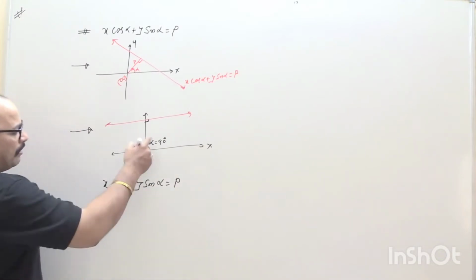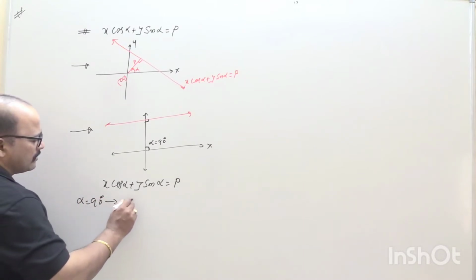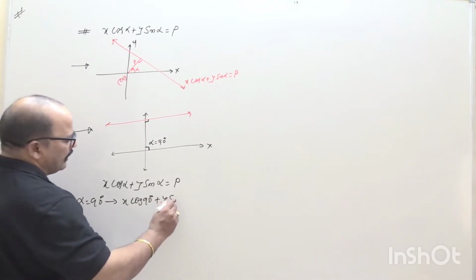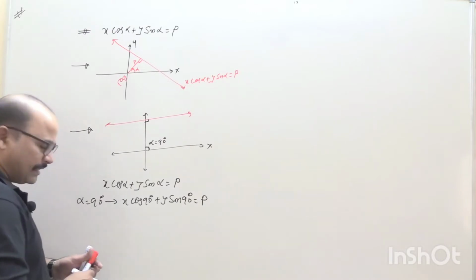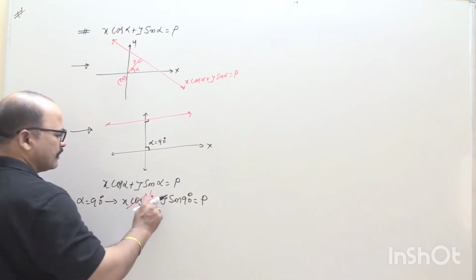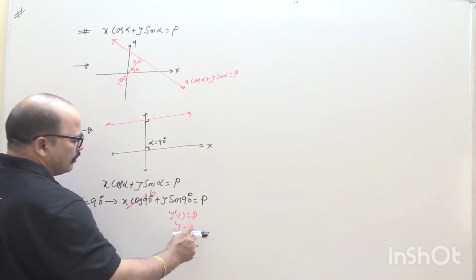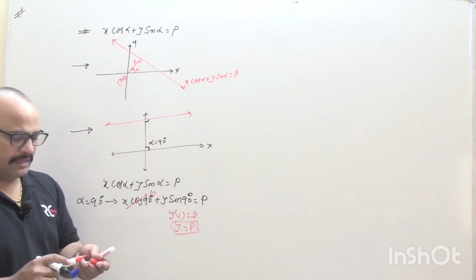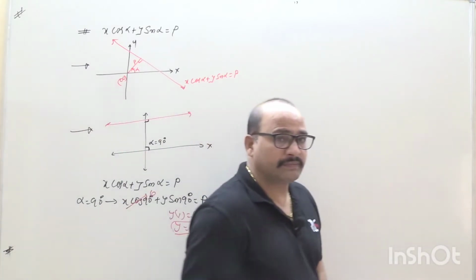Now replace alpha equal to 90 degrees: x cos 90 degrees plus y sin 90 degrees is equal to p. Cos 90 is 0, sin 90 is 1. So the answer is y into 1 is equal to p. Therefore y is equal to p. This line is parallel to the x axis.